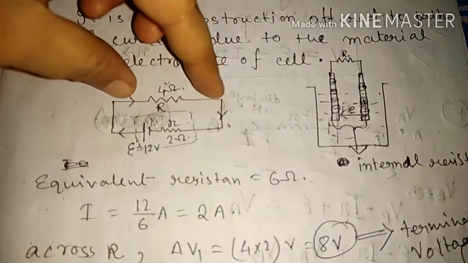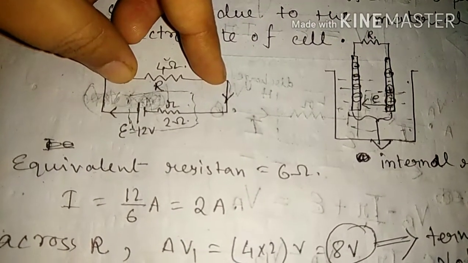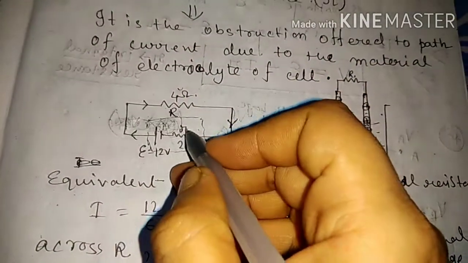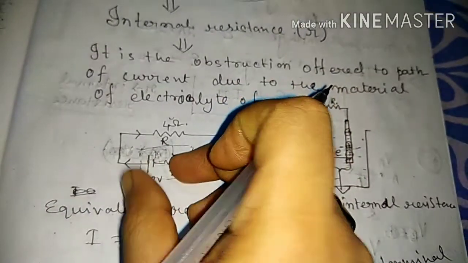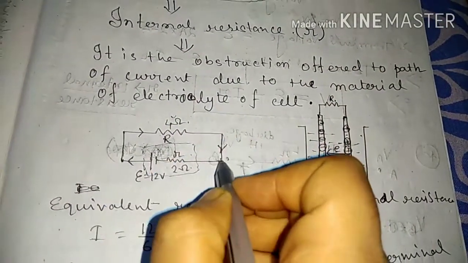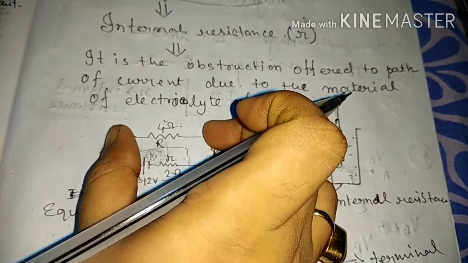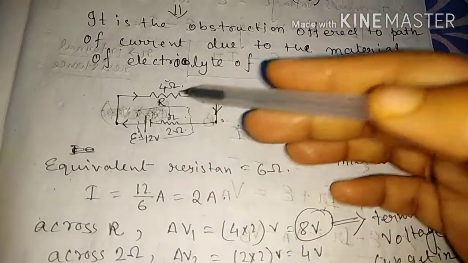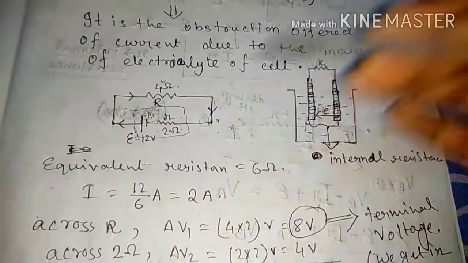This potential drop across the external resistance is called the terminal voltage. Because r is the internal resistance, it is included inside the battery. So these two are the terminals. Against these two terminals, the potential across the 4 ohm, the delta V, is 8 volt. So 8 volt is the terminal voltage. That's why this is called the terminal voltage.